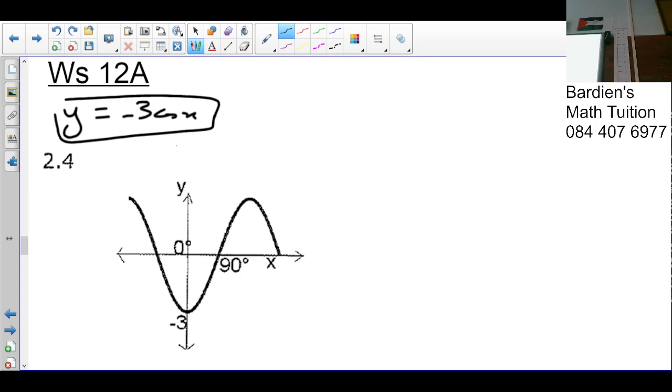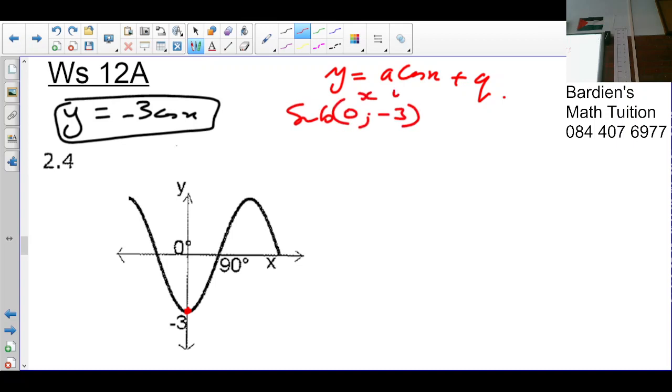Now again, let's say we didn't know that. The equation is given as y is equal to a cos x plus q. So where do we start? We substitute one of the points. Let's go with 0 and minus 3, remembering that's an x and a y. So your y value is negative 3 is equal to a cos of 0 plus q.